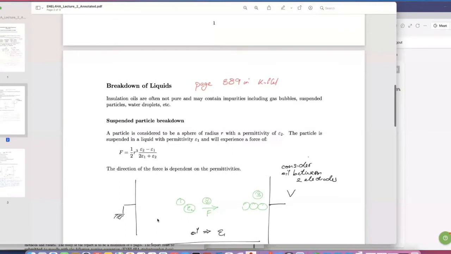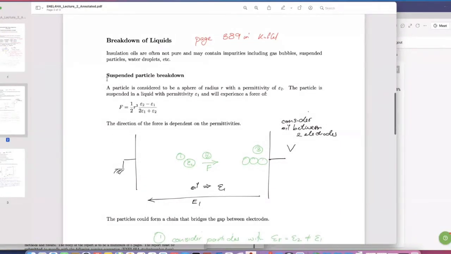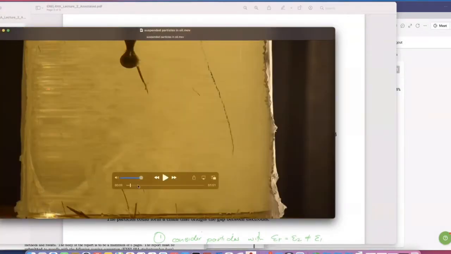Let's look at a couple of the breakdown mechanisms. Insulation oils are not pure. They contain many impurities, gas bubbles, suspended particles, water droplets, etc. If you think about it, when there's high temperature, it'll break down the liquid particles and turn it into a gas. There'll be a chemical reaction there, and that can be problematic. So the first breakdown mechanism we're going to look at is the suspended particle breakdown, and I'm just going to share a video before we look at it.